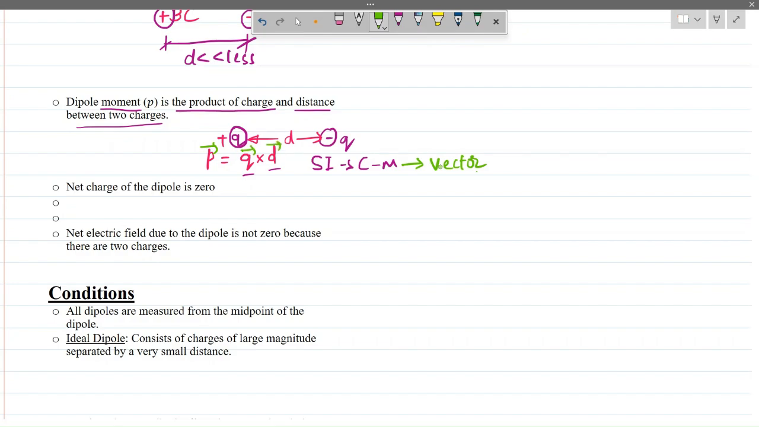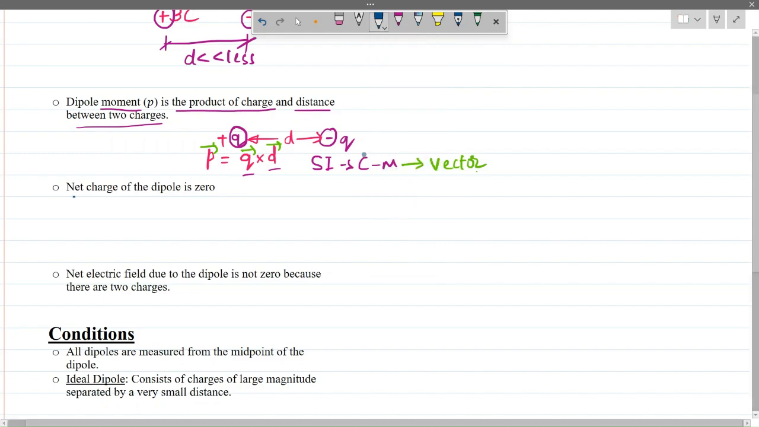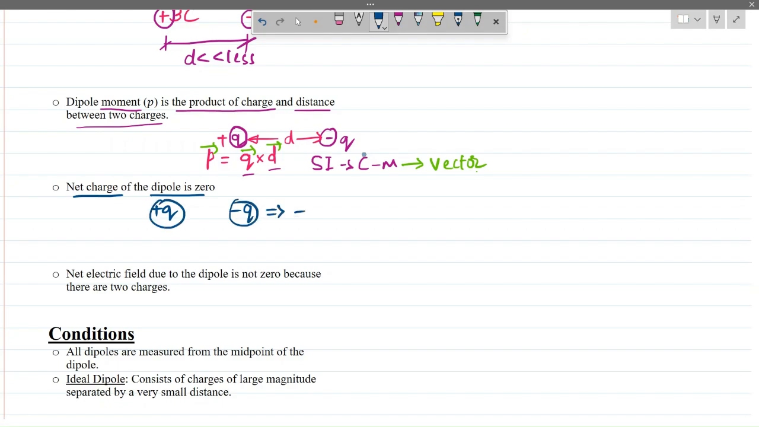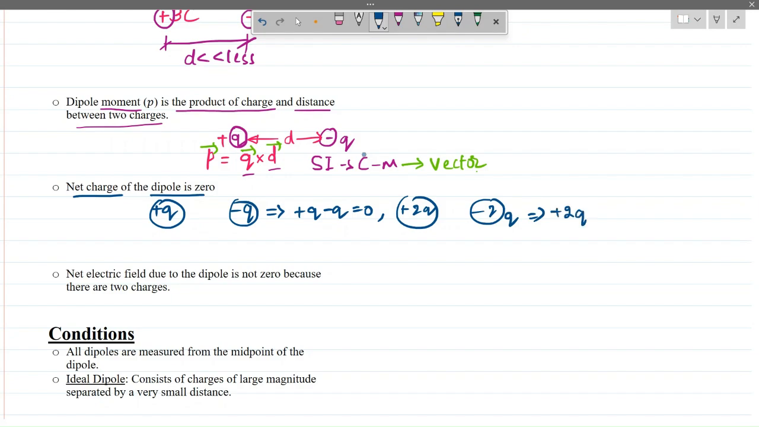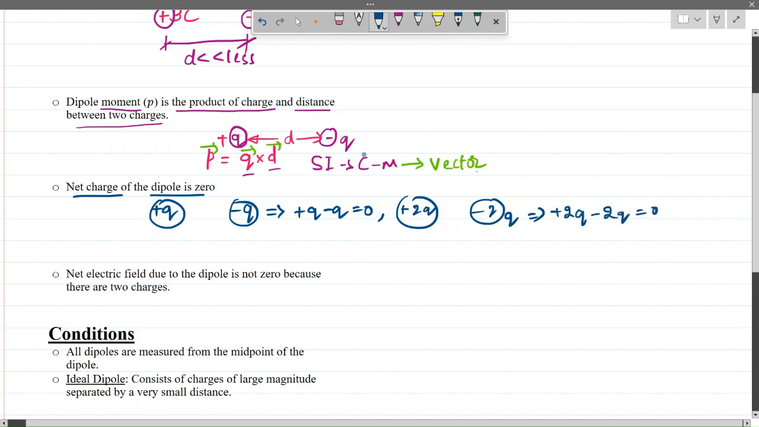Now let us understand the next condition. Net charge of the dipole is 0. Say for example, we have our charges plus q and minus q. These two are electric dipoles, right? But if you add them, it will be plus q minus q, which is equal to 0. Again, if you consider plus 2q and minus 2q, the net charge is 2q minus 2q, which is equal to 0. So the sum of these two charges is 0, whatever charge you take.